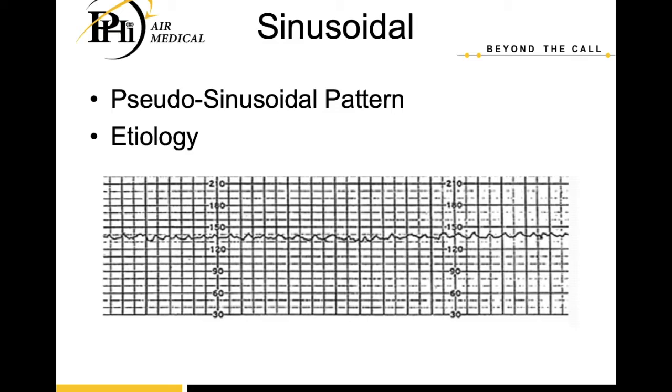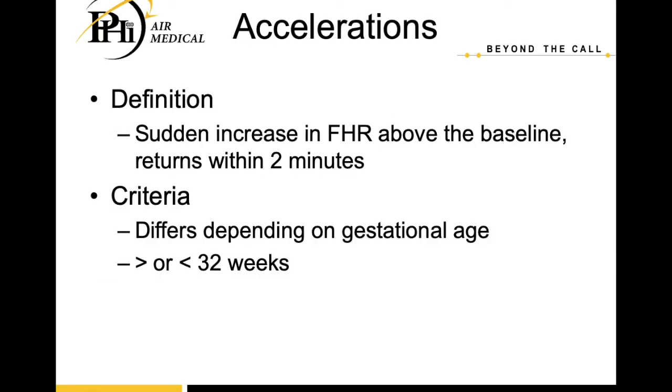You typically will have a little flattening out of the bottom or the trough portion of the heart rate. The etiology of it is anything from narcotic administration to the mom. Amnionitis can cause this as well, but also thumb sucking can cause a sinusoidal pattern, or excuse me, a pseudo-sinusoidal pattern.